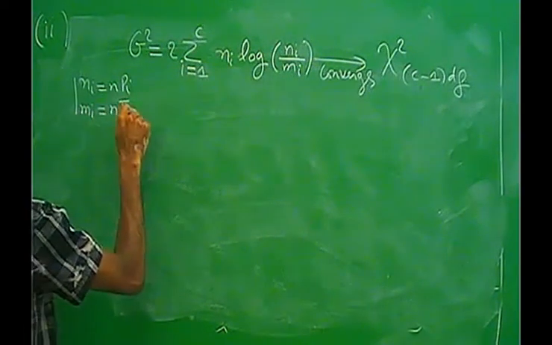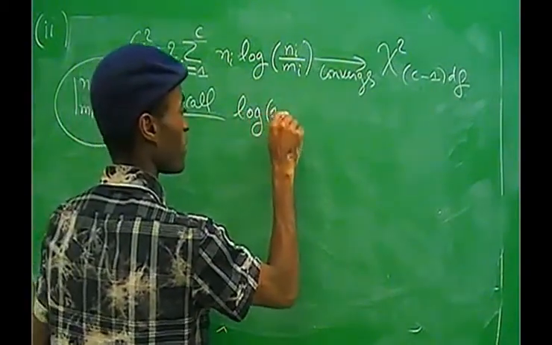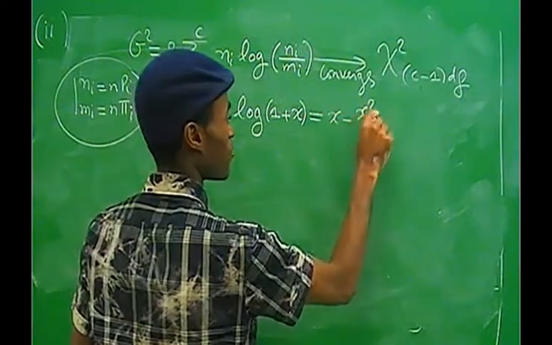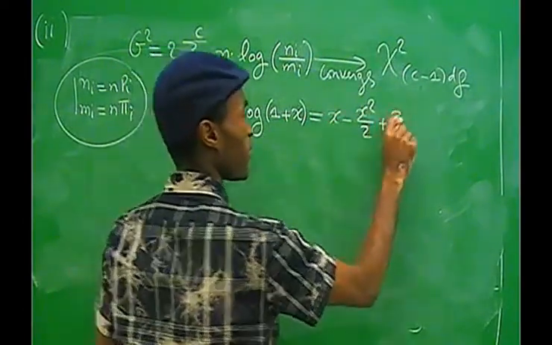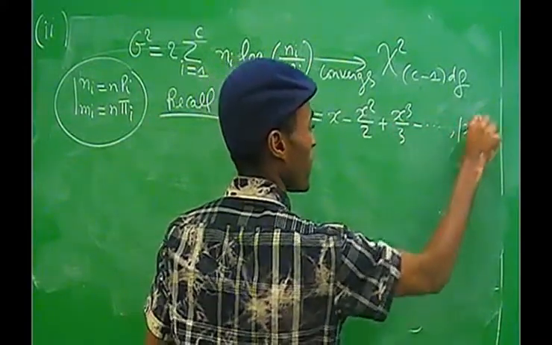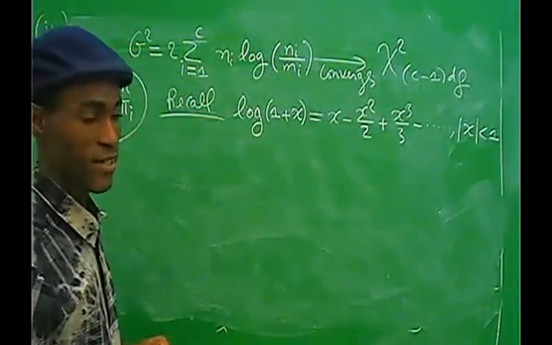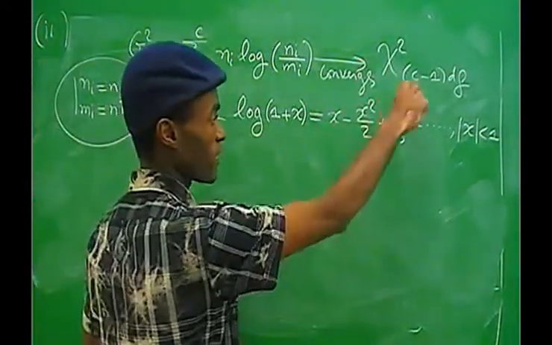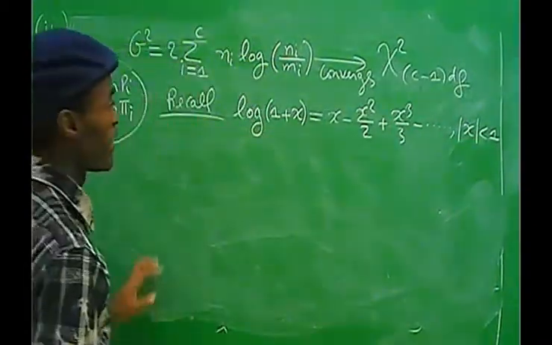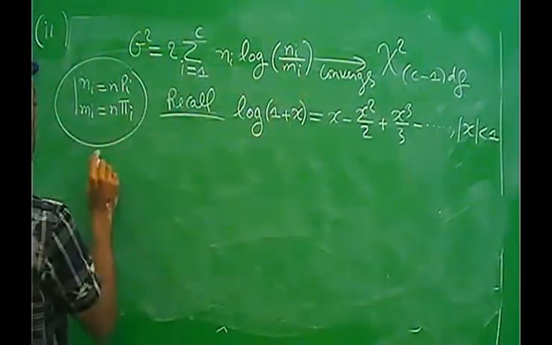Now, log of 1 plus x equals x minus x squared over 2 plus x cubed over 3 minus and so on, for all real numbers x such that the absolute value of x is less than 1. So x minus x squared over 2 plus, and then plus x to the fifth over 5, etc. Now, in order to use this, we need to have 1 plus something.